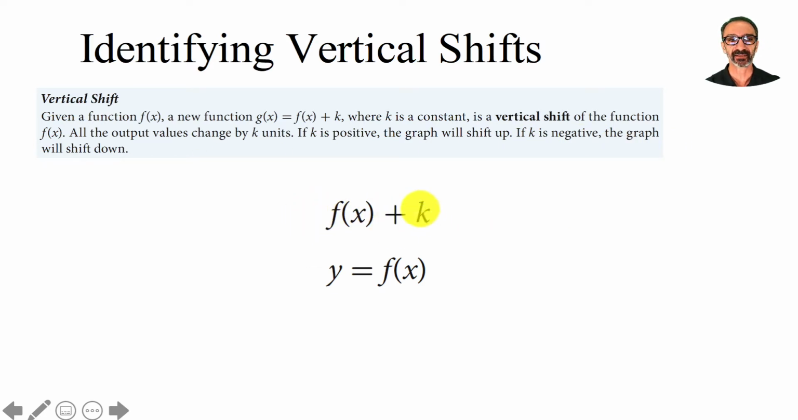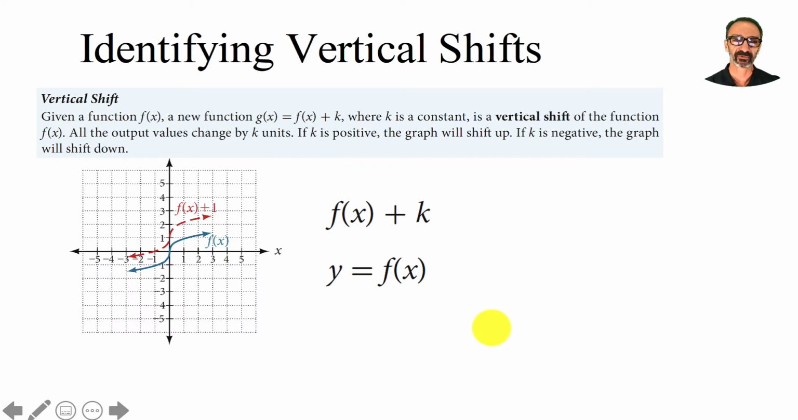So by adding this constant after your outputs that used to be called f of x, now you have new outputs. The original function was y equals f of x. Now we're adding k to our outputs f of x. Let's take a look at the graph.